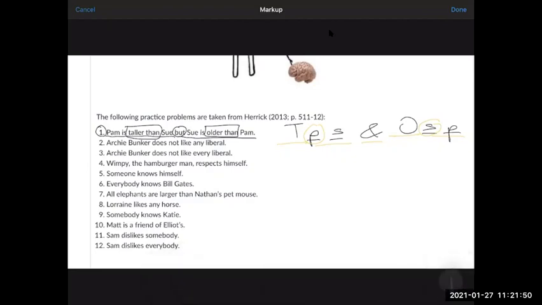Let's do, actually, I think it's a good idea to look at two. So Archie Bunker does not like any liberal. Okay, so what's happening here? Notice this is an A-type sentence. For all x, if x is a liberal, then Archie Bunker does not like x, right? So all, let's just say, liberals are persons Archie Bunker doesn't like, right? So let's say doesn't like here.